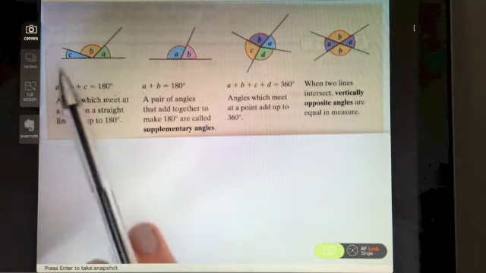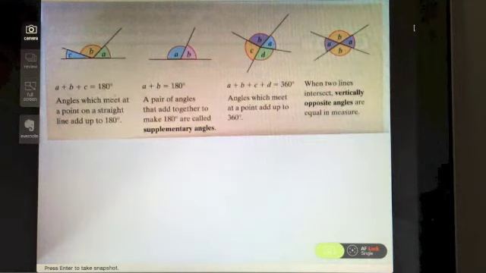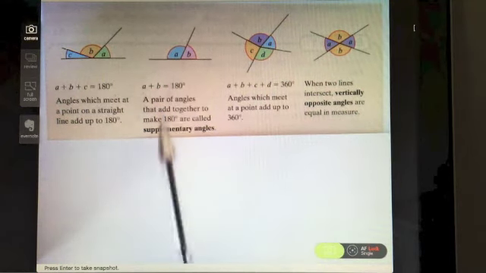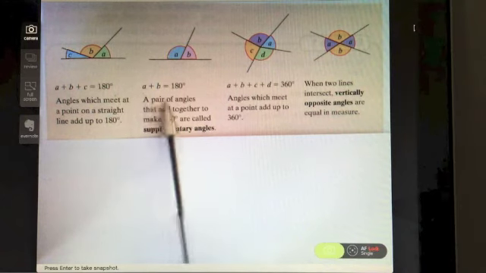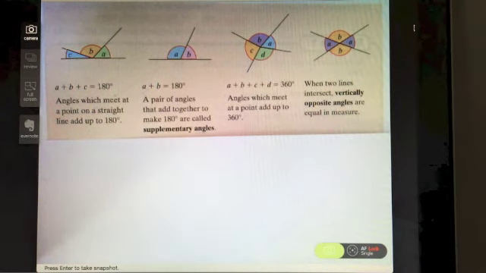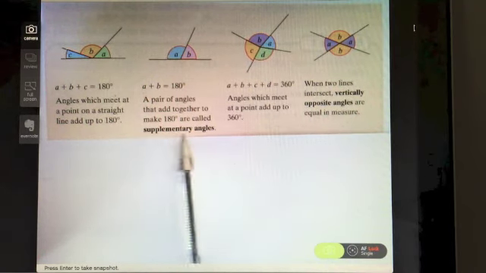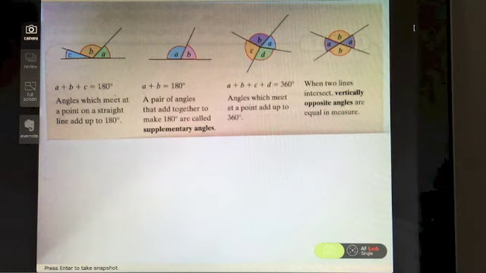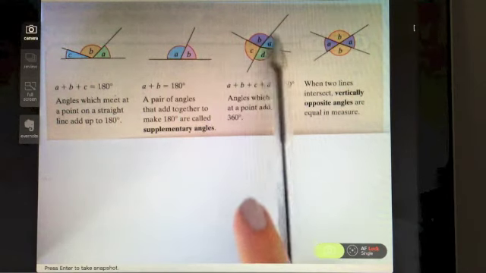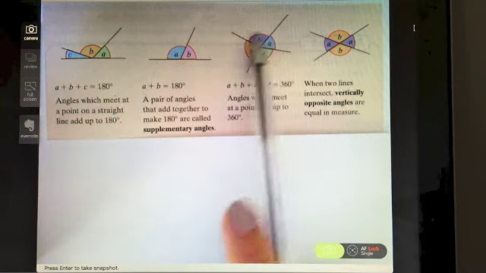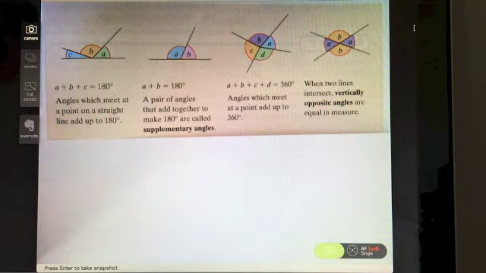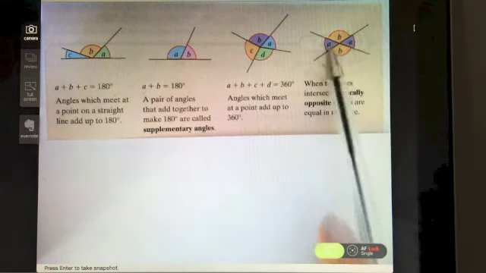So the first one is, of course, that angles along a straight line will always make 180 degrees. And here, if you have two angles adding together making 180 degrees, they are called supplementary angles. So anytime you see the word supplementary, it's always implying the two angles are adding to make 180 degrees. Angles around a point then, of course, making a full circle, would be 360 degrees, and opposite angles are equal.